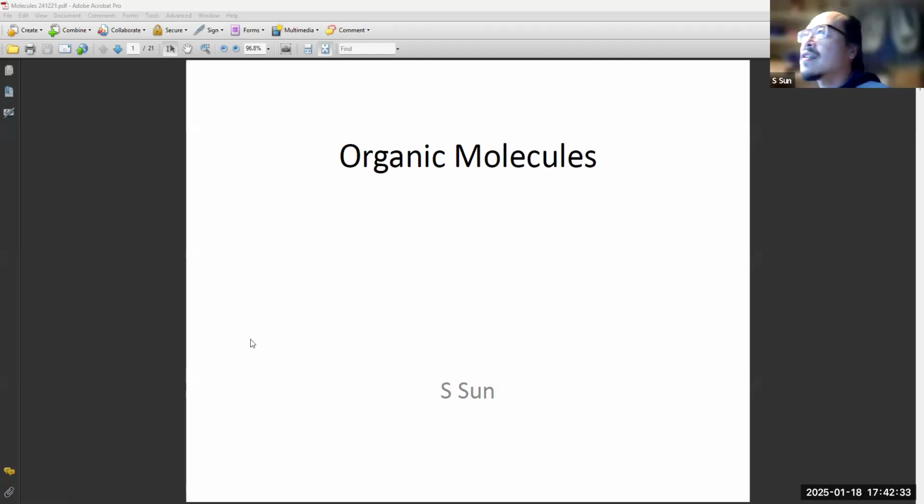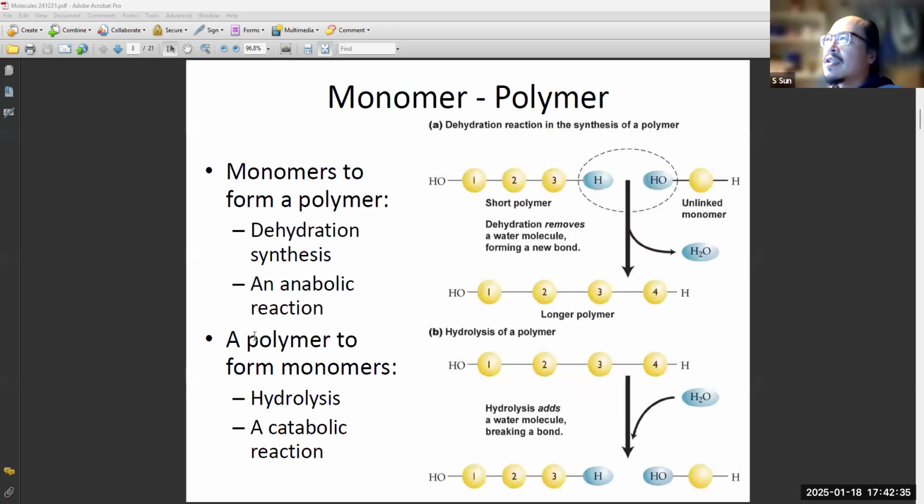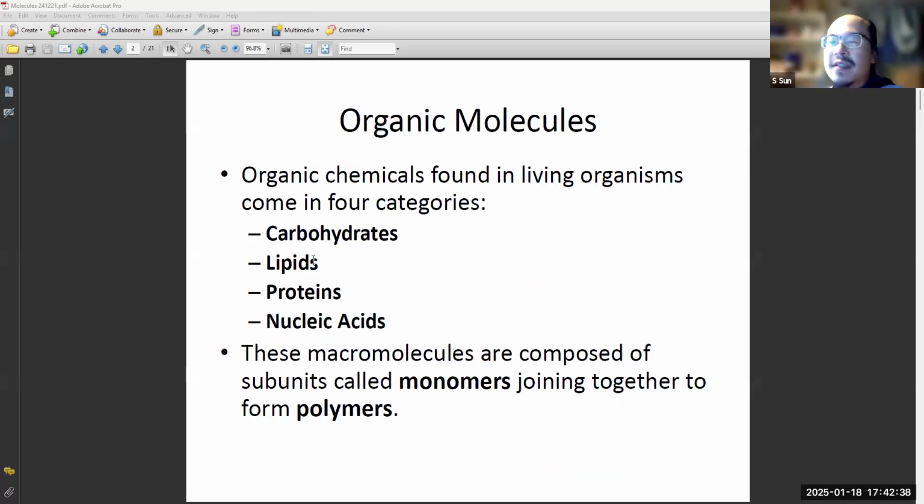All right, so organic molecules. Here we are going to talk about carbohydrates, lipids, proteins, nucleic acids. There is one common theme across these four molecules: these are large molecules, organic molecules. These four molecules are polymers. Polymers means that it's a combination of many monomers.